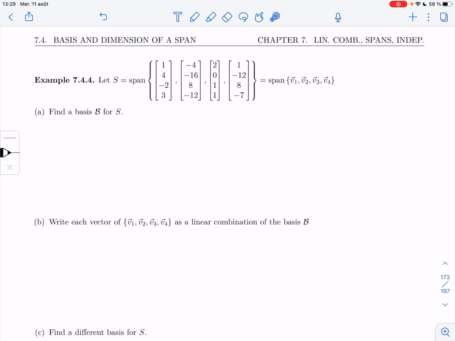In the previous video, we learned a method to find a basis for a span. We'll apply this method in example 7.4.4. I'm going to take S to be the span of these four vectors in R4. Let me call them V1 through V4 to save some time. I want to find a basis for S.